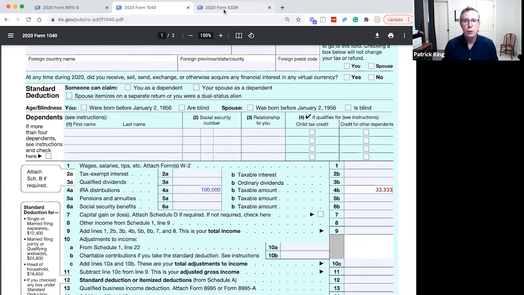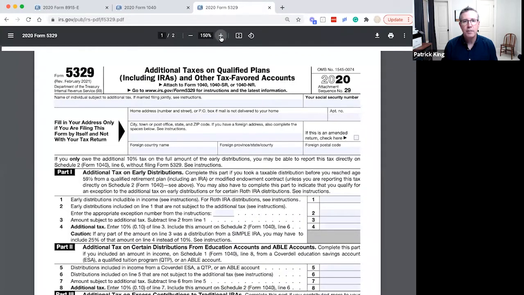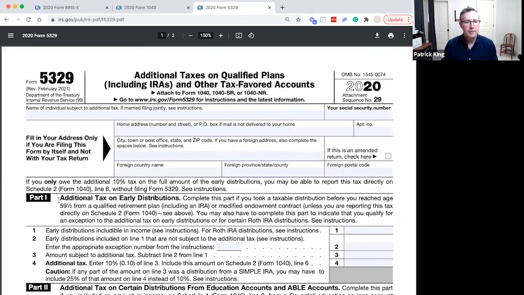Normally, and this is just for informational purposes, you don't have to do this for a CARES Act IRA withdrawal in 2020. But normally, you'd have to come over to Form 5329 and fill that out. Additional tax on early distributions is part 1 right here. That's where you pay the 10% early withdrawal penalty for people who are under age 59 and a half. Again, you don't have to do that in 2020 because of the CARES Act. So that was a huge benefit.